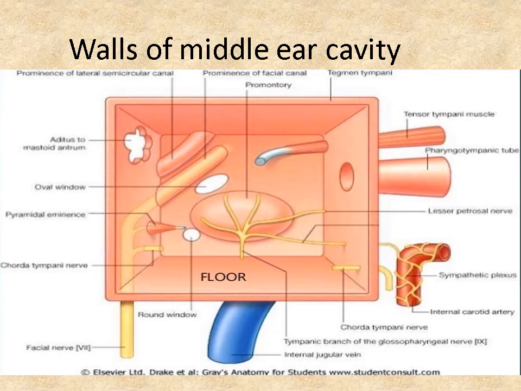What about the lateral wall? The lateral wall of the middle ear cavity has the tympanic membrane to separate it from the outer ear. Also, in addition to the tympanic membrane, it has bone from above and bone from below.